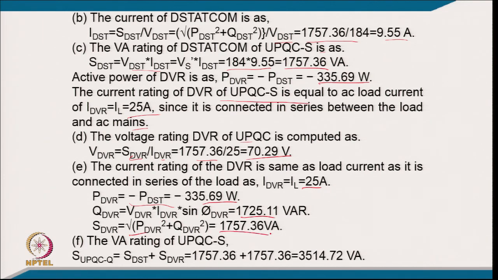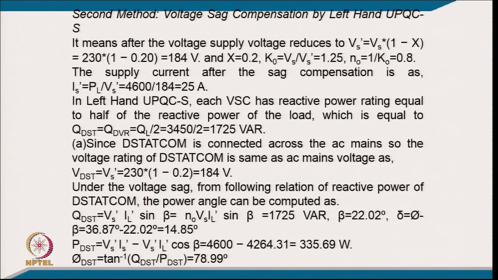So, it is 1757.36 VA, and the VA rating of the UPQC will be the DSTATCOM VA rating plus the DVR VA rating, and both are equal. So, it comes to 3514.27 VA.